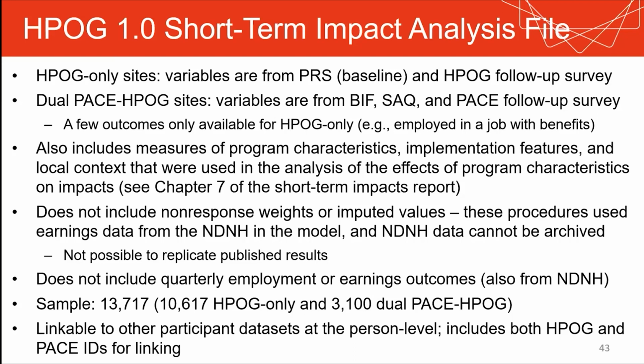Unlike PACE, for HPOG 1, we used ND&H data to generate non-response weights and imputations for missing data. Because we used ND&H data in the models, we couldn't archive the weights or the imputations in the archive data files. So it's not possible to precisely replicate the published results because there aren't weights or imputed values in this data file. And as I said before, it does not include quarterly employment or earnings outcomes from ND&H and NSC.